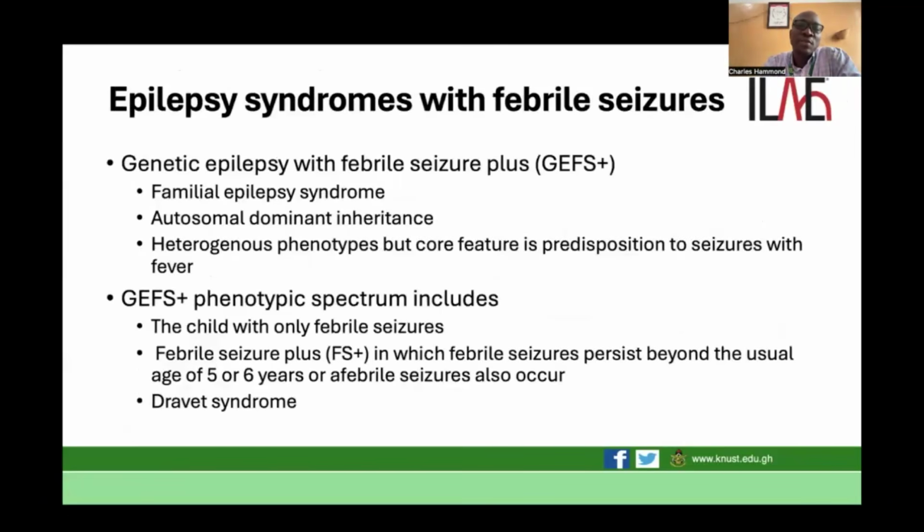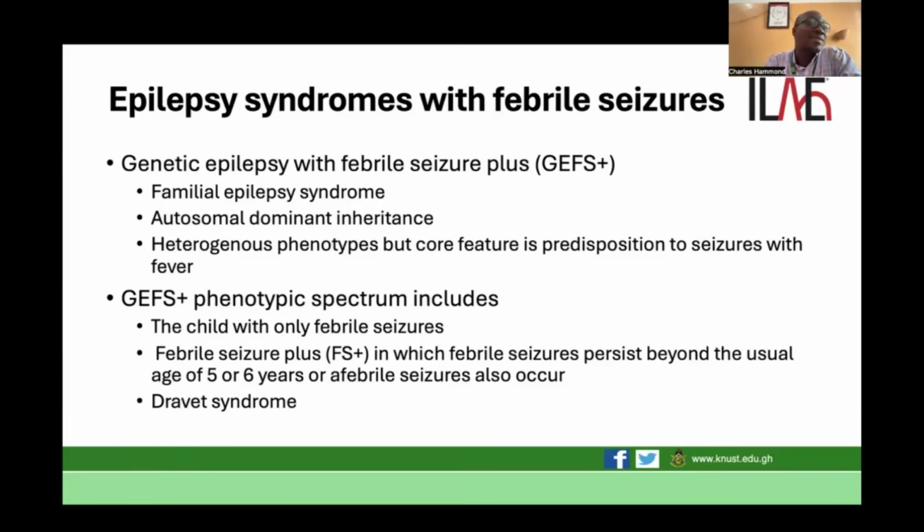There are some epilepsy syndromes that present with febrile seizures, and you want to know about them. So commonly we have the genetic epilepsy with febrile seizures plus, previously known as the generalized epilepsy with febrile seizures plus. The name was changed to genetic epilepsy with febrile seizures plus because it was noted that there could be focal presentations also. These are familial epilepsy syndromes, and they tend to have autosomal dominant inheritance.